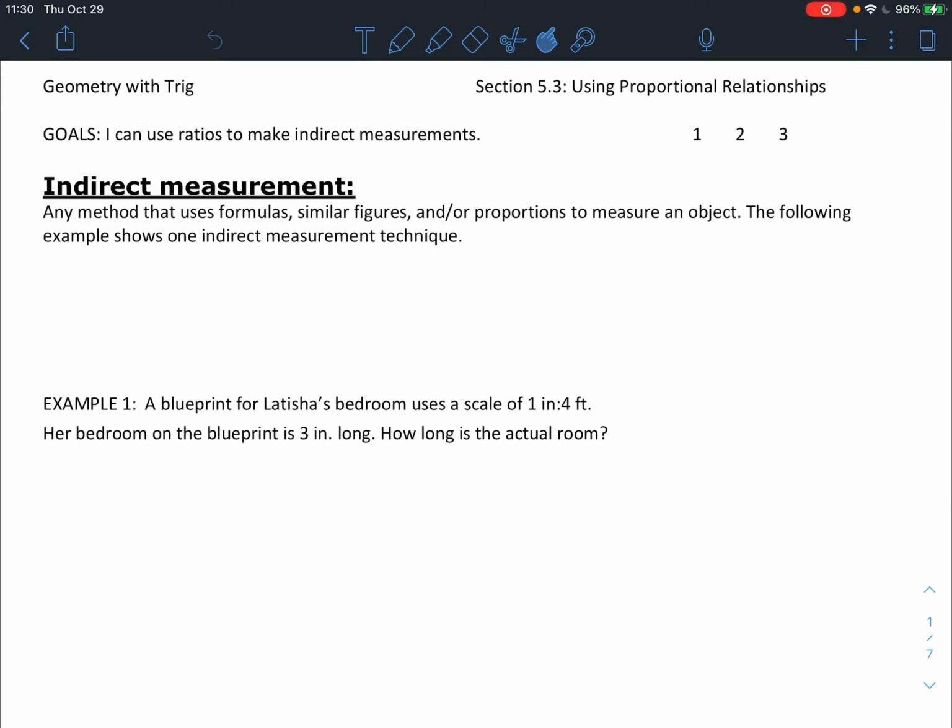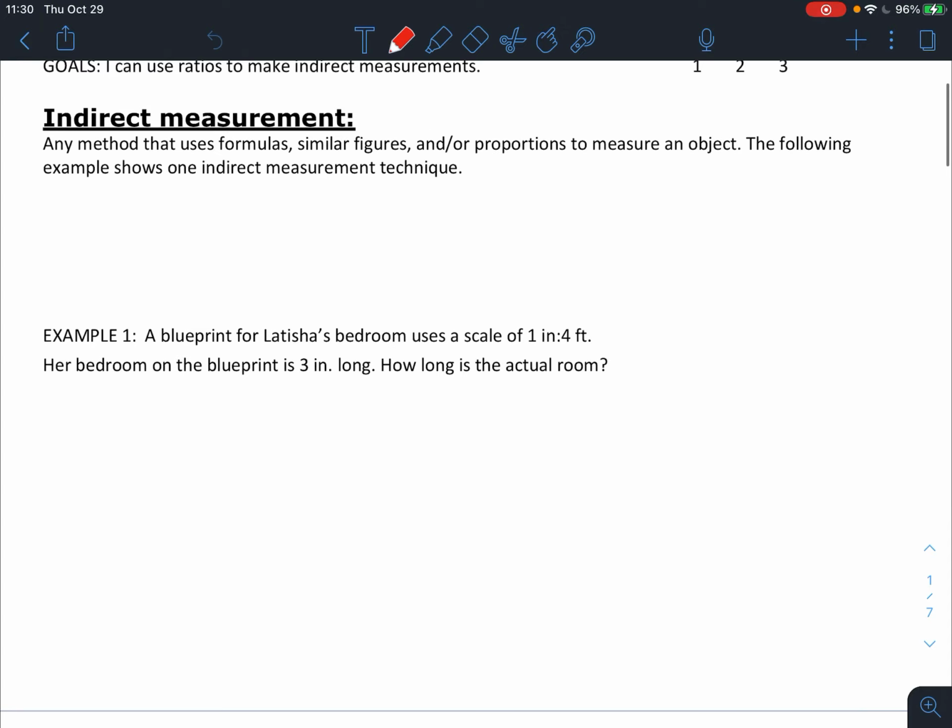Our last section in Chapter 5, Section 5.3, is called Using Proportional Relationships. What we're going to do in this section is set up proportions to solve things in real life. But we're going to solve by using what's called indirect measurement. Indirect measurement is any method that uses formulas, similar figures, or proportions to measure an object. Our first example shows how one person can use indirect measurements to measure their bedroom.